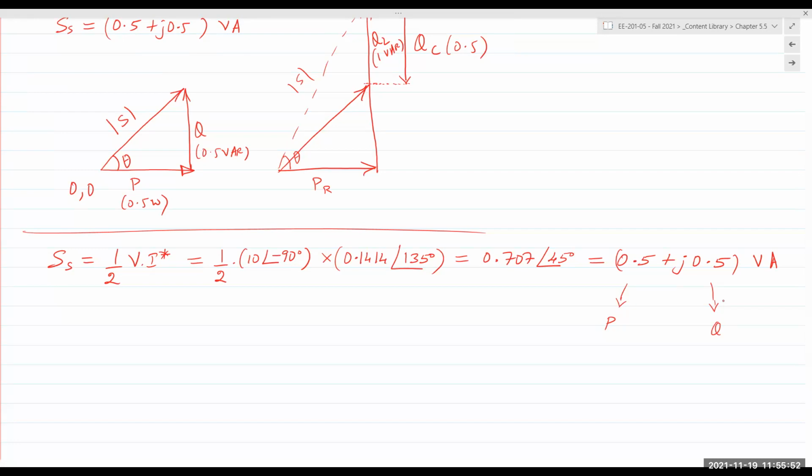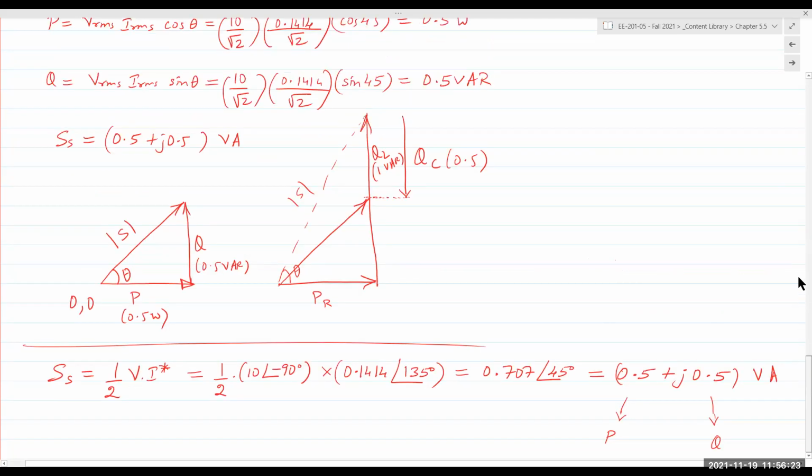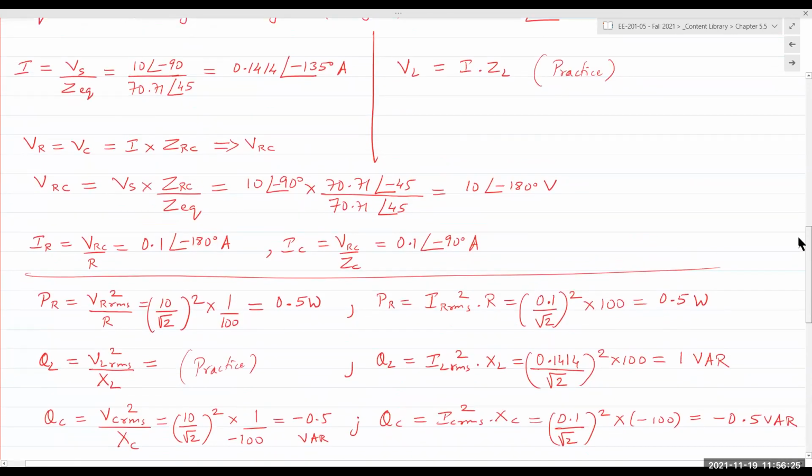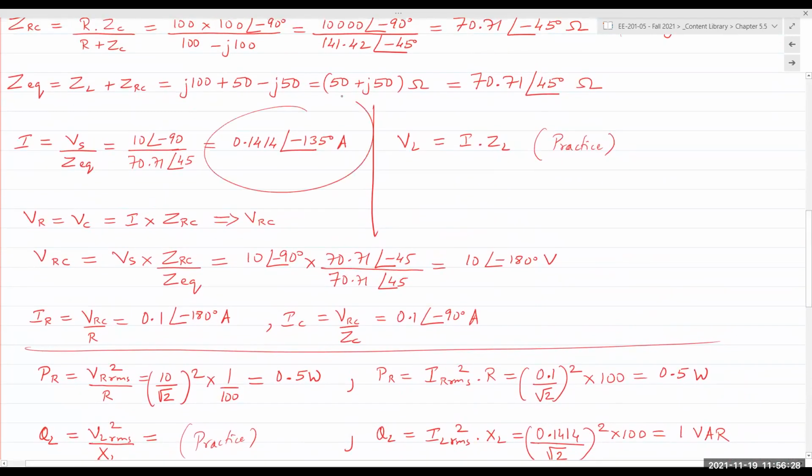All right, questions? Any questions at all? Yes. So the current that we found earlier was 0.1414 with an angle of minus 135. Complex conjugate simply means it's now plus 135. Where's current? Right here, minus 135.